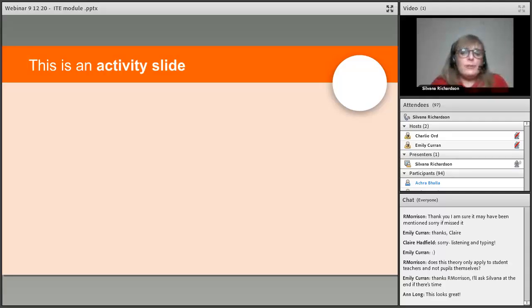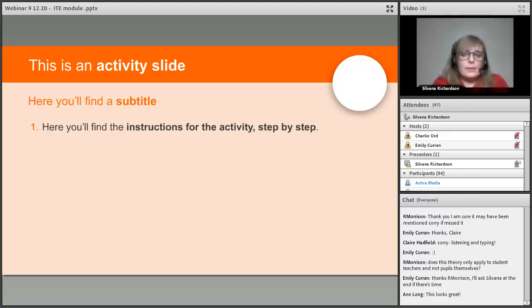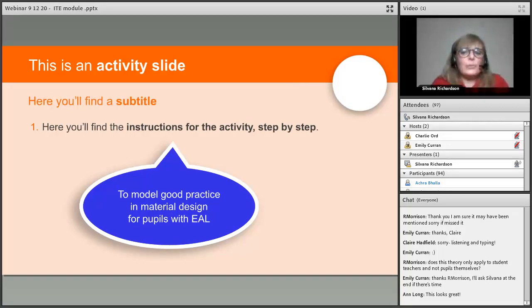Then there are orange slides, and these orange slides are activity slides. What will you find here? You will find instructions for the activity step by step. Now, why? Because what we try to do is model good practice in material design for pupils with EAL. So we do want to give pupils with English as an additional language some kind of scaffolding in the instructions, and that's why we mimic that in our ITE slides.